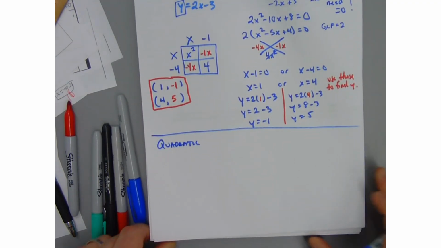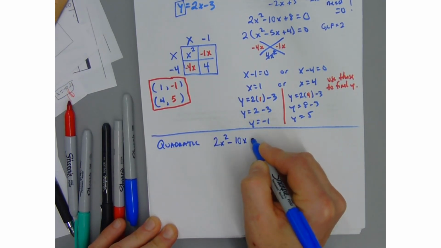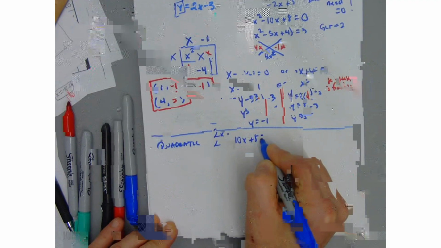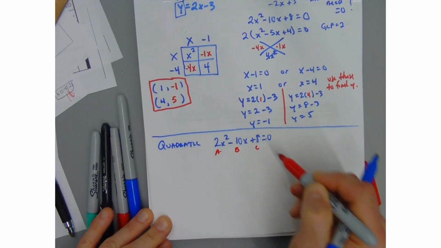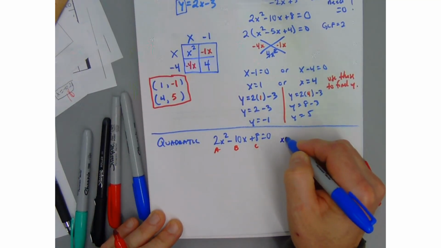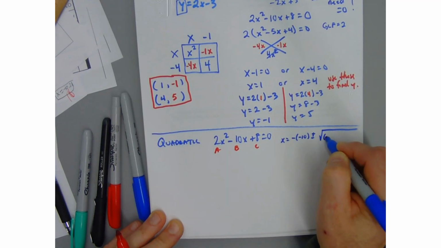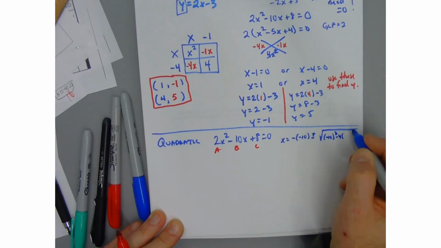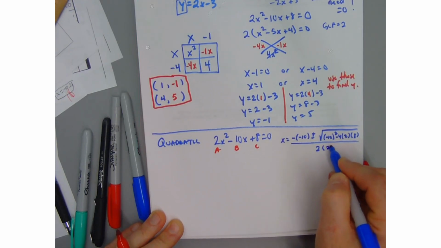This was factoring. So if I move that up here, quadratic, I've got that problem, that 2x squared minus 10x plus 8 equals 0. That's kind of where we started. Again, I don't have to worry about anything in here. It's already equal to 0, so I can just go right ahead into my quadratic. There's A, there's B, and there's C. Right? So when I do this, x equals negative b plus or minus the square root of b squared minus 4 times a times c all over 2 times a.